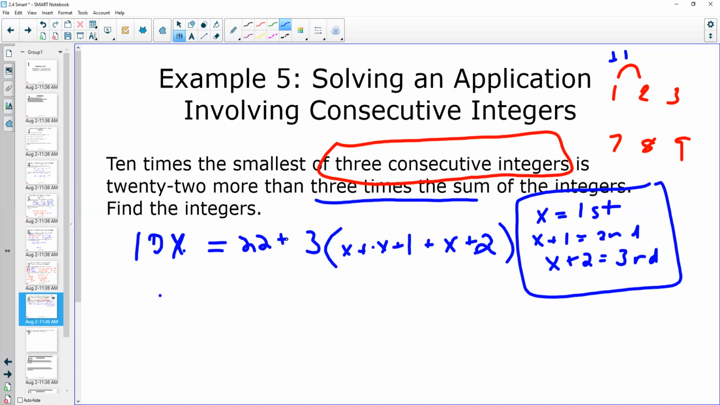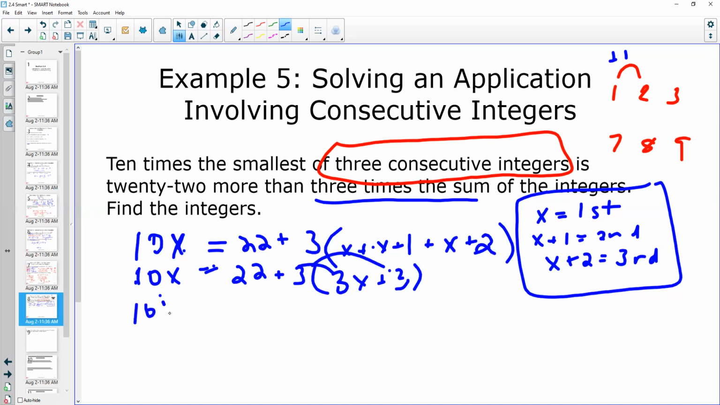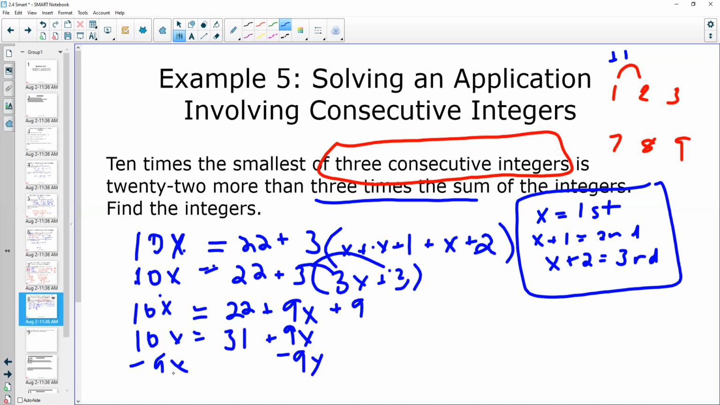But now from here, we can just do the math part. So on the left, I have nothing to simplify. I just have 10x. On the right, I got a bunch of work to do. 22 plus 3 times, I'm going to simplify what's in the parentheses. Let's see, x plus x plus x, I have 3 x's plus 3. Now I can distribute. So I have 10x equals 22 plus 9x plus 9. Okay, 10x equals, what's 22 plus 9? 31 plus 9x. And I'm going to subtract the 9x. Didn't mean to make that look like a y. So I get x equals 31.